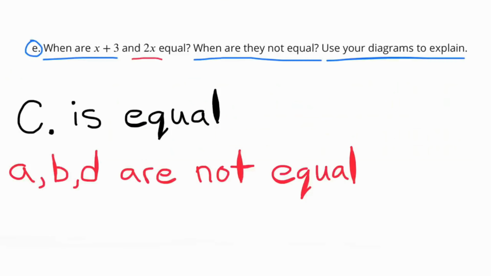E. When are x plus 3 and 2x equal? When are they not equal? Use your diagrams to explain. Diagram C is equal, and diagrams A, B, and D are not equal.